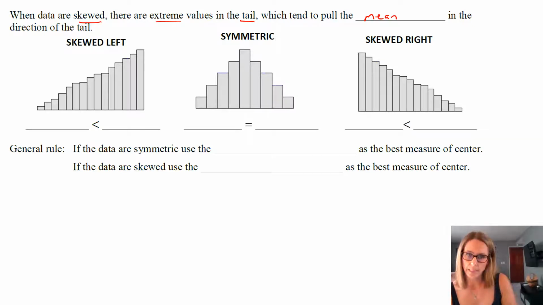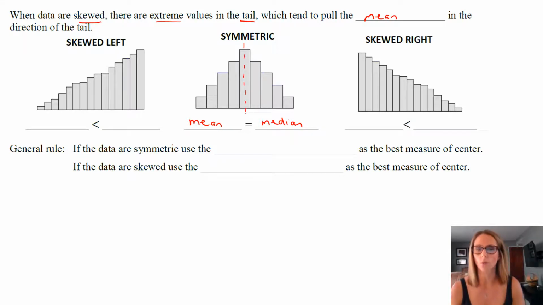What that means is when you have data that's symmetric, what's really nice is that the mean and the median are approximately the same. They might not be the exact same number, but they're close. Another little tip is that the mode is also in the same place, because you can see that the highest value there is right in the middle.